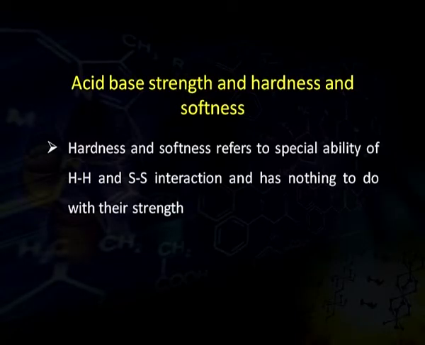Acid base strength and hardness and softness. In this, we will see whether there is any relation between the acid base strength and hardness and softness. We see that hardness and softness refers to a special ability of hard and soft interaction, and it has nothing to do with their strength. That means we cannot say a hard acid will always be a strong acid or a soft acid will be a weak acid. This is not true. Hardness and softness is a different concept, and strength of an acid is something different.